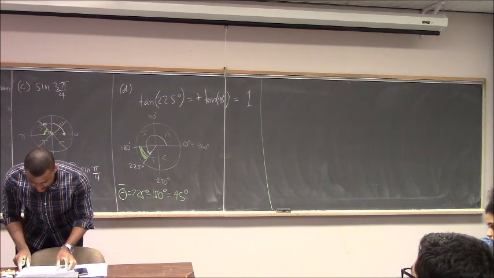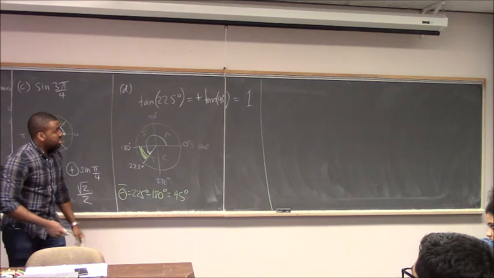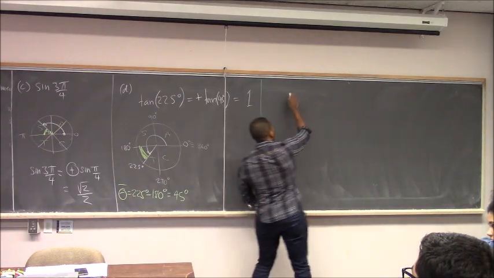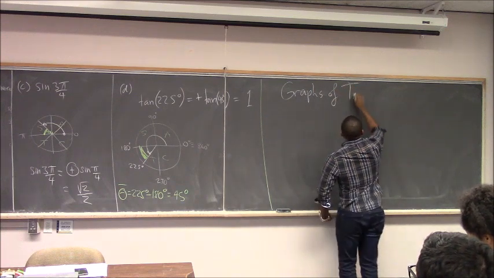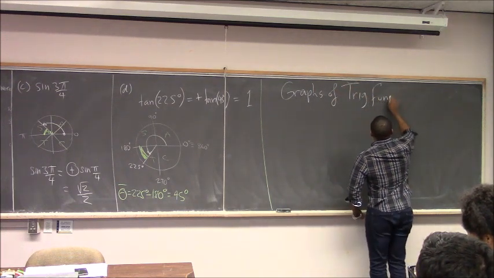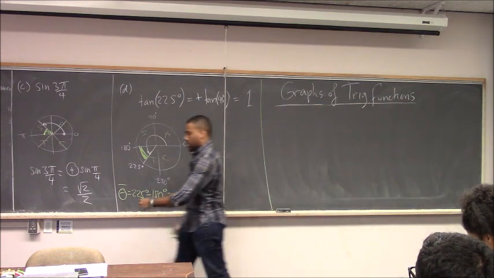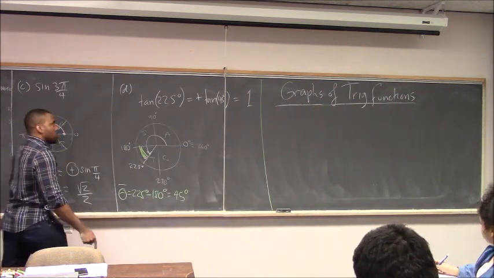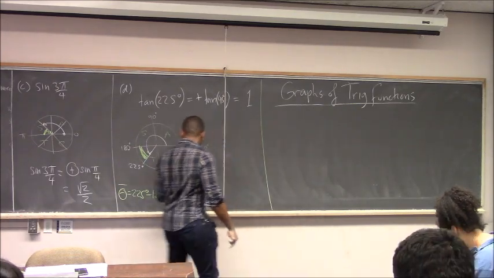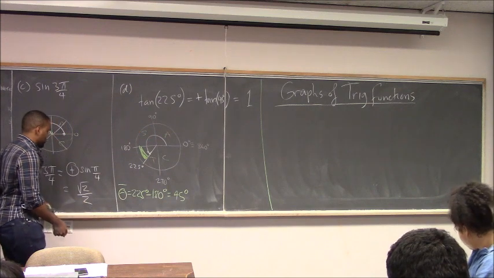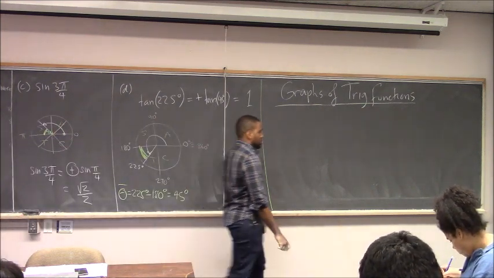That being said, let's actually talk about, so this is mostly 5.3. Now let's actually talk about the graphs. Now, technically you only need to know about the graphs for the sine function and the cosine function and transformations of them. I'll mention some of the other ones though. You don't have to focus on them too much. So the graphs of the trig functions.